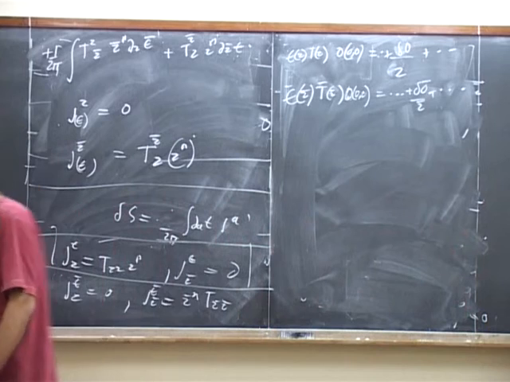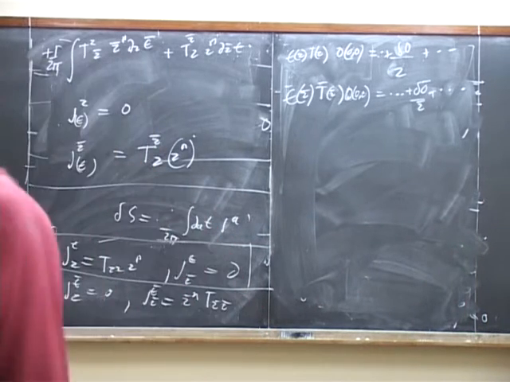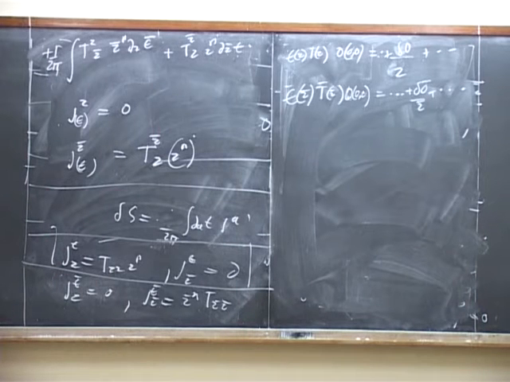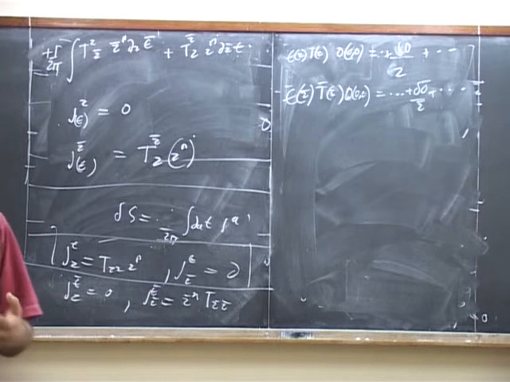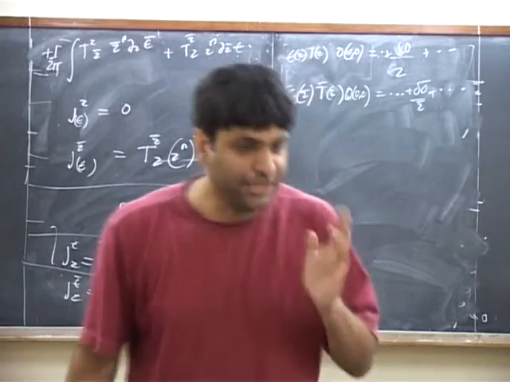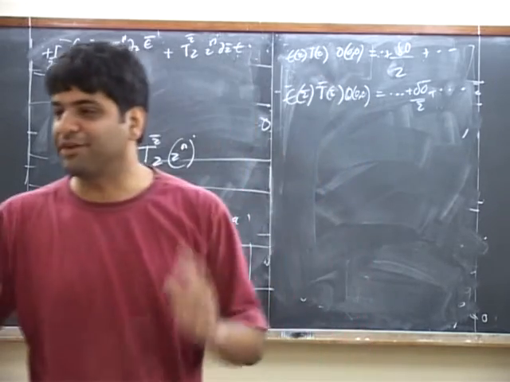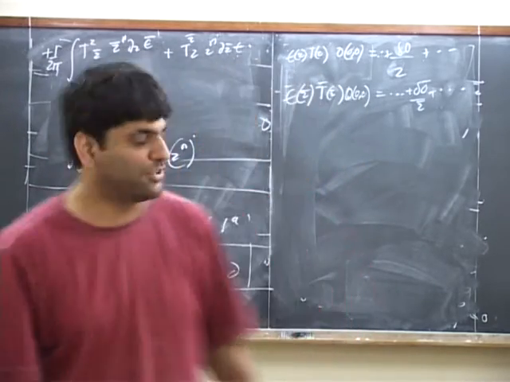Fine. Now, this general statement about singularities and correlation functions has a name. It's called the operator product expansion. We'll study the operator product expansion in detail on Friday. I just want to introduce the name so that you've heard it.